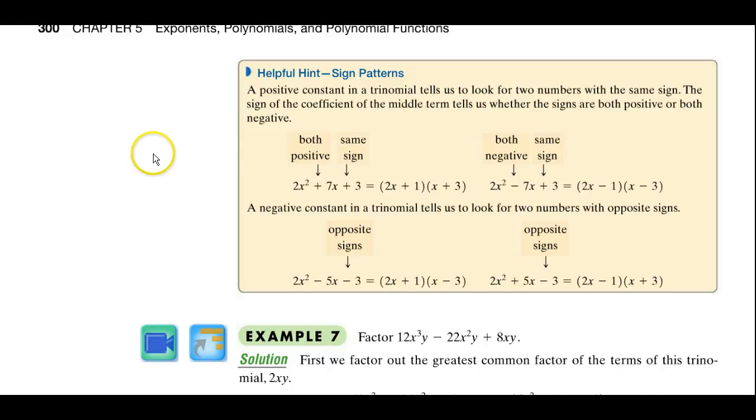Now here they're going over some helpful hints. The sign pattern: if they're both positive, these are both going to be positive. If the first and last are positive, but the middle one is negative, then both of these must be negative to get this positive. Now, in a case like this, where the second and third terms are negative, we know that one of these needs to be positive and one negative.